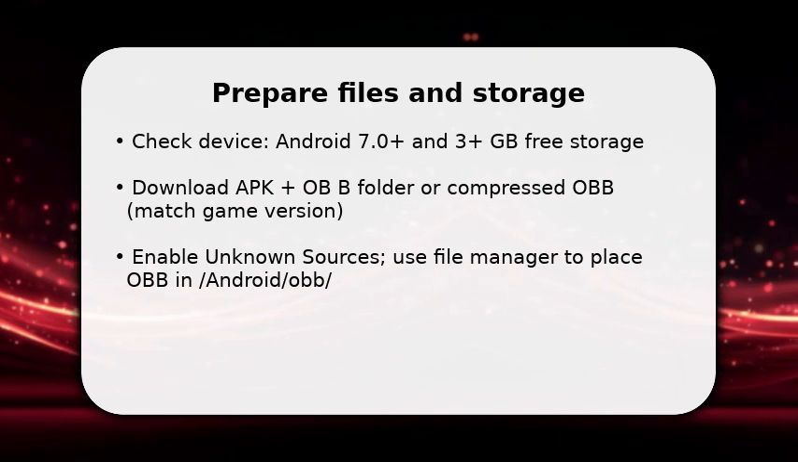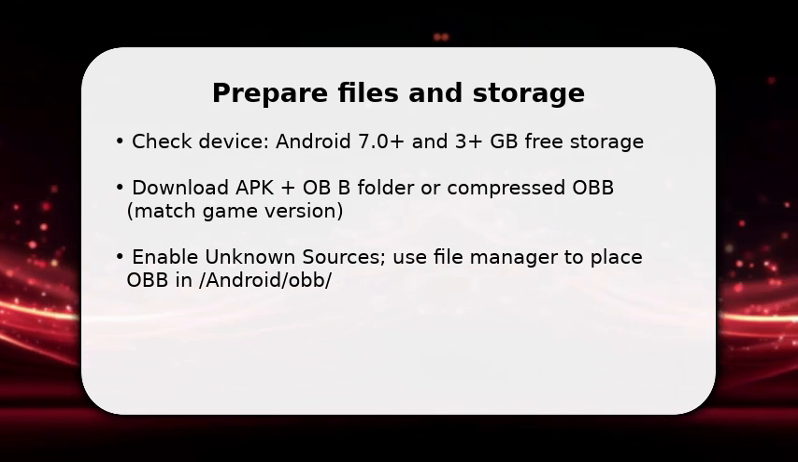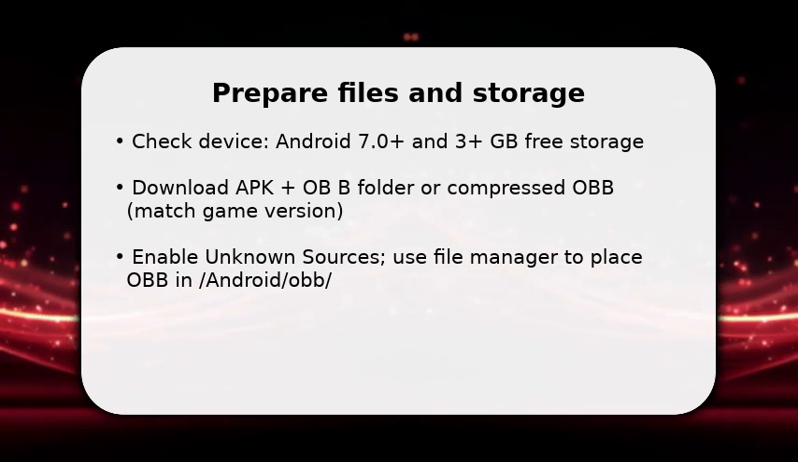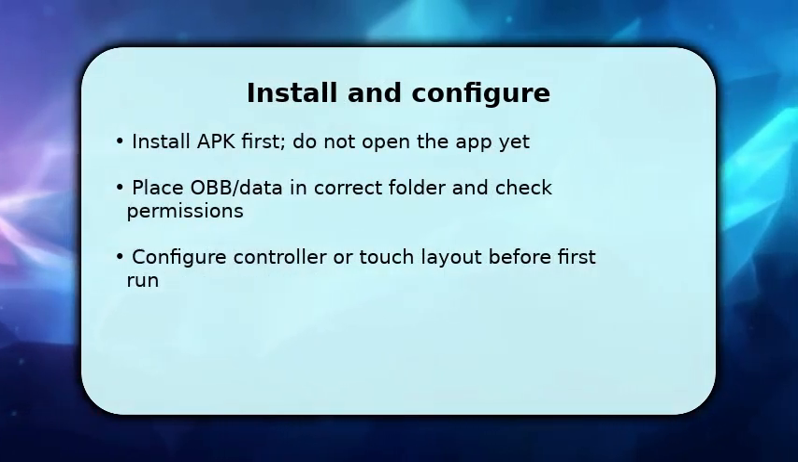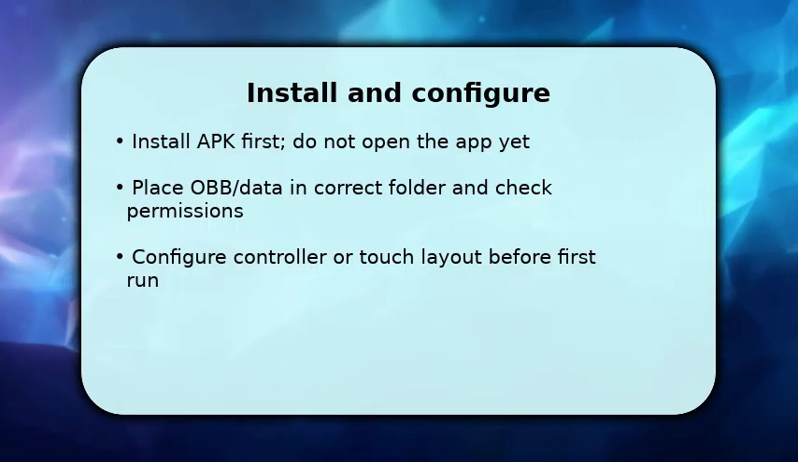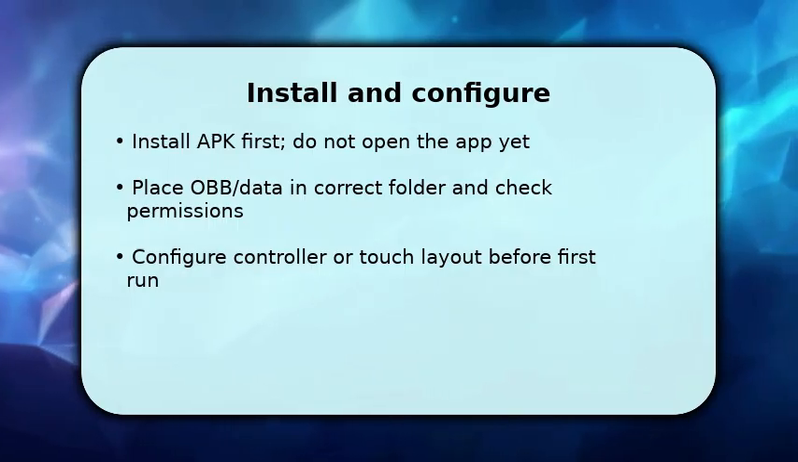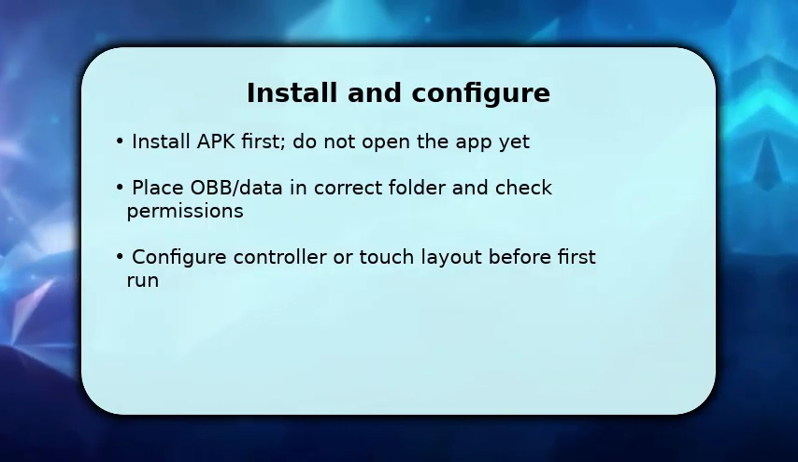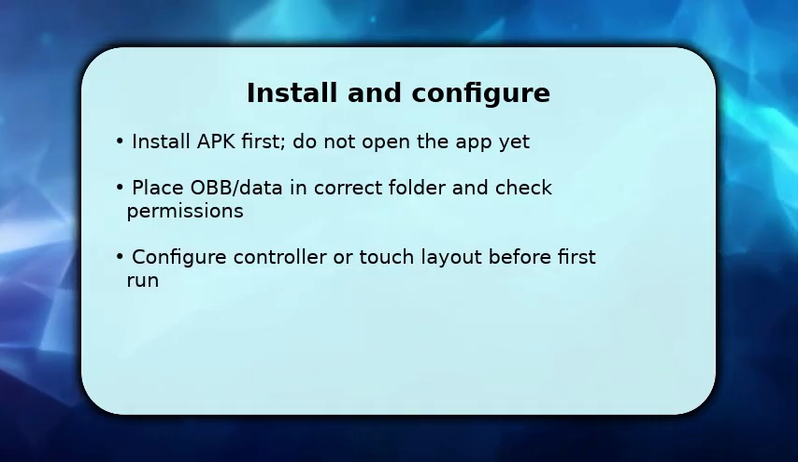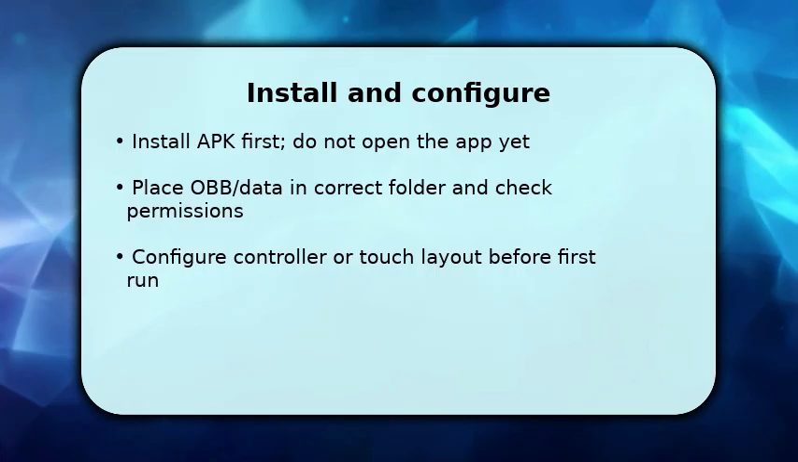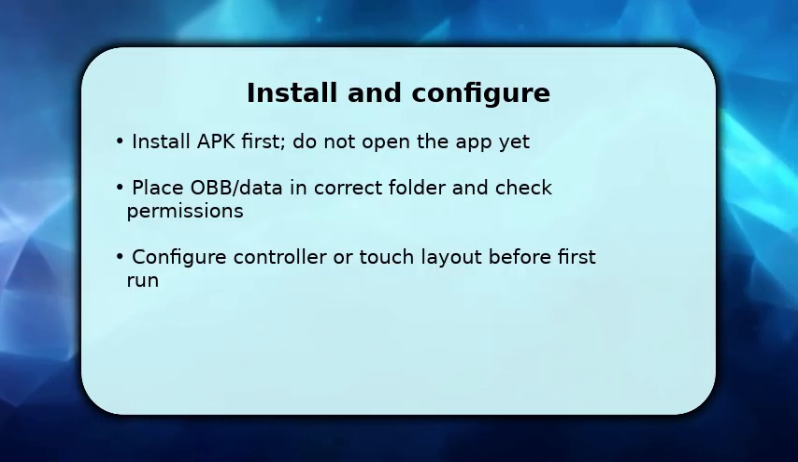If installing an additional data archive, extract it into the game folder now. You should now install the APK and refuse to open it until the OBB or data is correctly placed. Opening early can trigger redownloads. Once the APK is installed, confirm the OBB resides in Android/obb/com.konami.pes and set storage permissions if prompted.